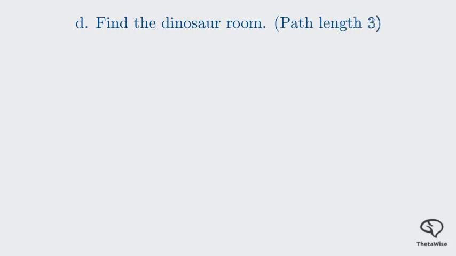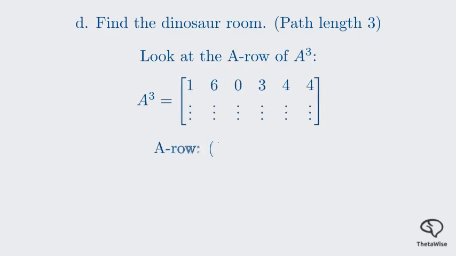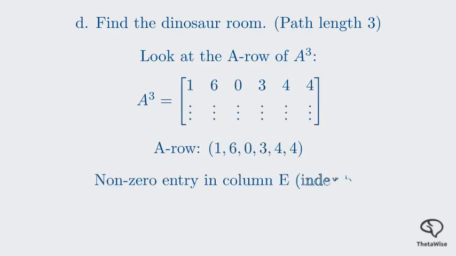We've done the calculations. Now let's use them to find the dinosaur room. Remember, the rule is, from the entrance, one must pass through 2 other rooms to get to the dinosaur room. This means we are looking for a room that is connected to the entrance, A, by a path of length 3. Since A cubed tells us the number of paths of length 3, we look at the row in A cubed corresponding to our entrance, which is A. This is the first row. This row shows the number of ways to get from A to each other room in exactly 3 steps.